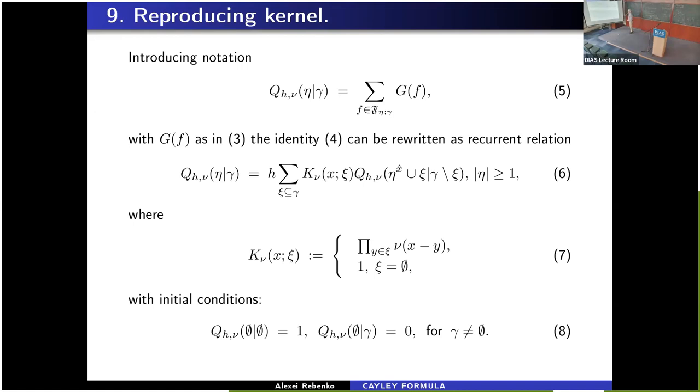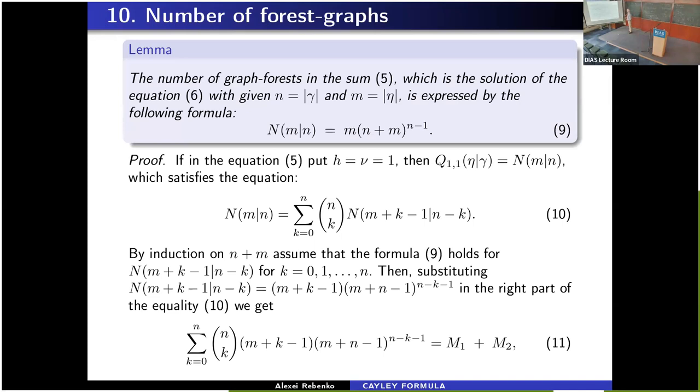Now the question: how many trees for a forest do we have for a given beta and bug. If we put in any graph h equal to one, and then unit h and k also unit, we obtain that Q 1 1 is just the number of these forest graphs. So for this number, if we rewrite now our recurrent relation for Q, this is simply this one.